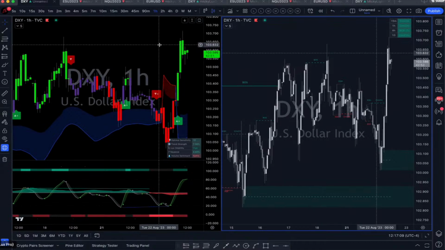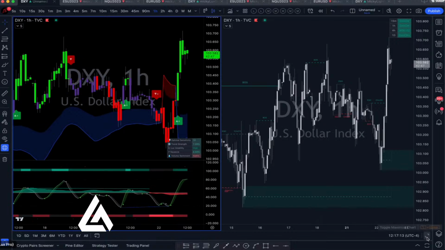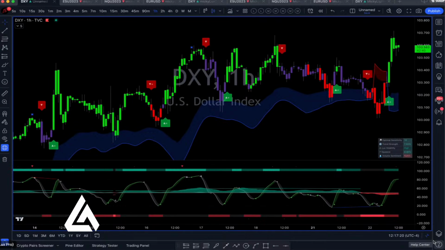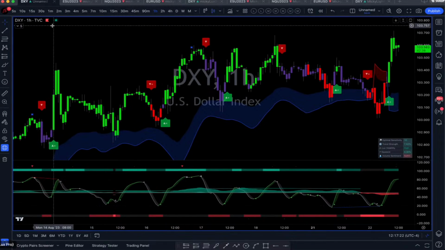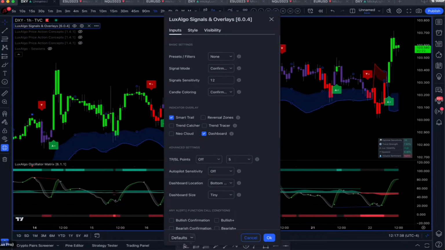All right, left chart. Let me enlarge this left side here for a little bit, make it visually a little more appealing. Let's go over some settings on what the default shows. Signals and overlays. We are on a 1 hour time frame, dollar index. Let's go to the settings, signals and overlays. This is default, right? Refresh it just to make sure.